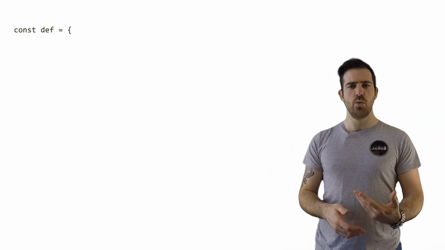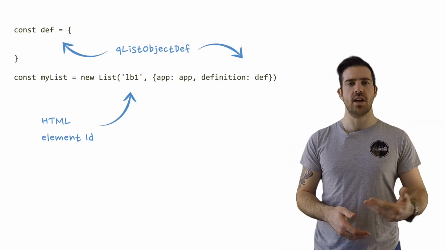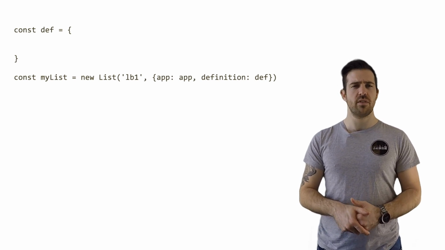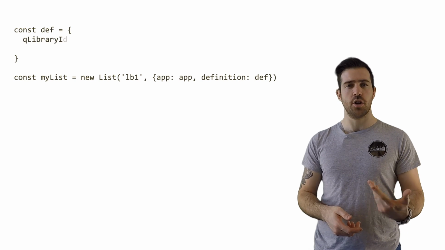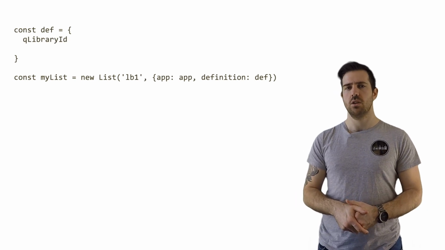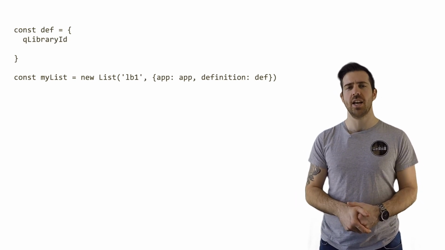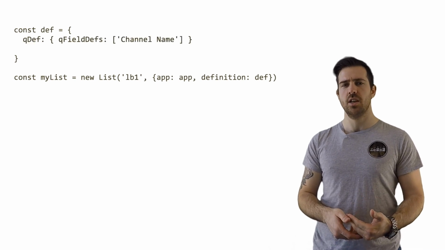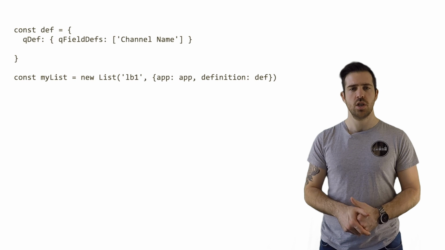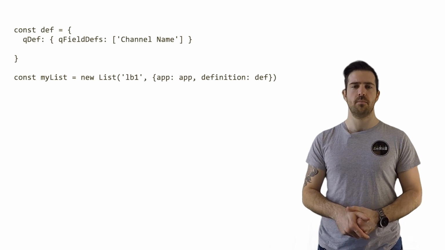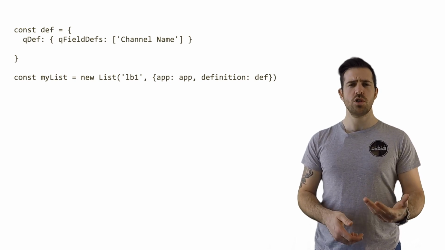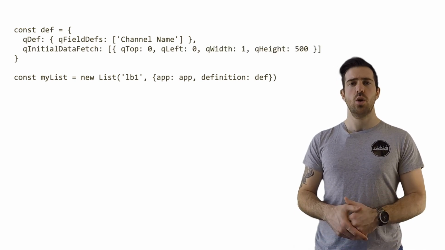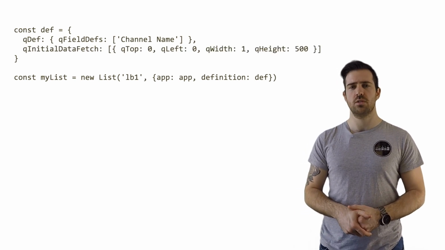When creating a new instance of our class and passing in a definition, or rather a QListObjectDef, we can either refer to a master dimension and provide a qLibraryId property, or we can define an NxInlineDimensionDef struct by adding a qDef property and providing the name of a field to the qFieldDefs array. We'll also add a qInitialDataFetch to ensure we receive some data back when the callback function is called.